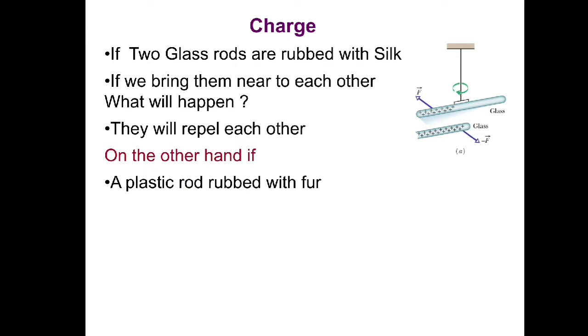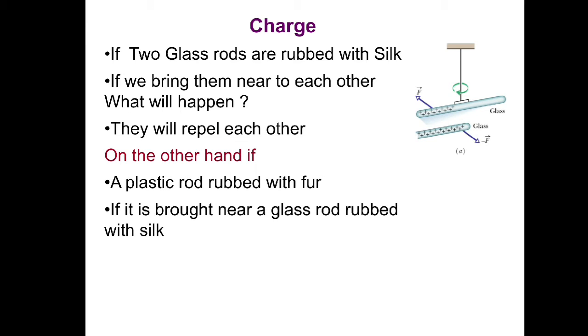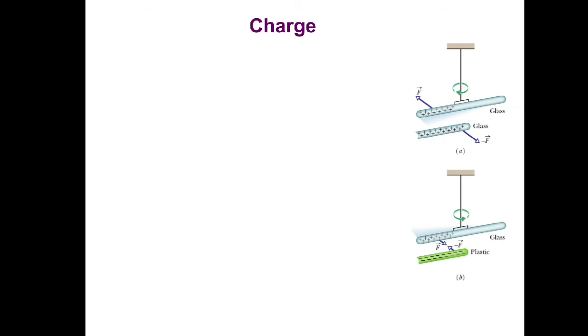Let us consider another case, a plastic rod rubbed with fur. What happens when the plastic rod is rubbed with fur? It acquires a negative charge. That means the fur acquires a positive charge. So this plastic rod, when brought in conjunction with the glass rod, will attract it, because positive and negative charges attract each other.